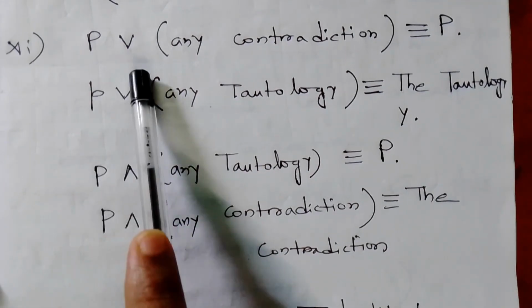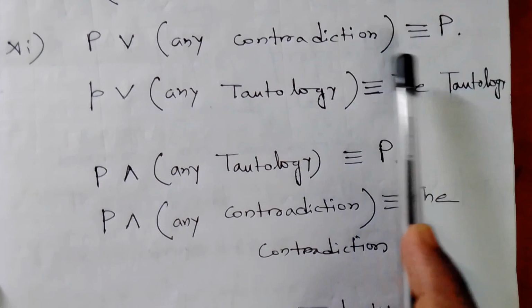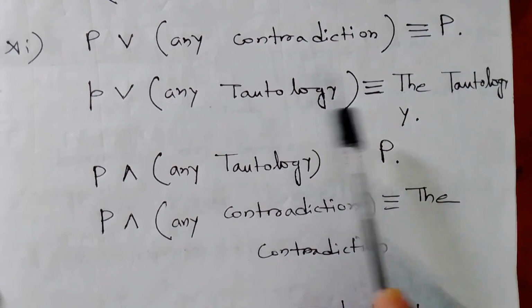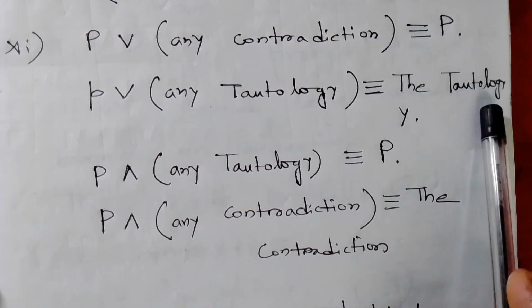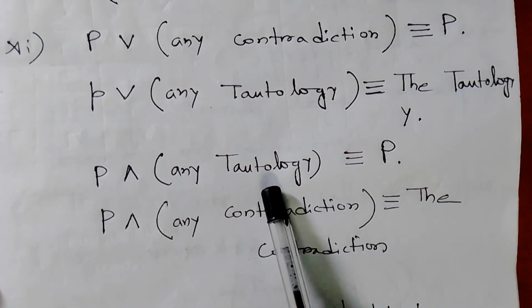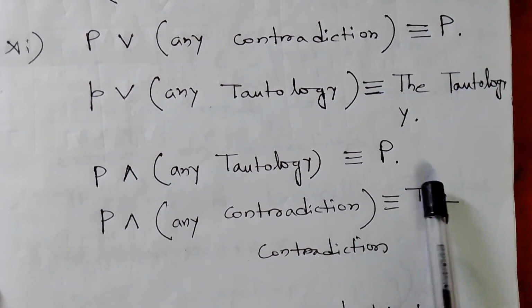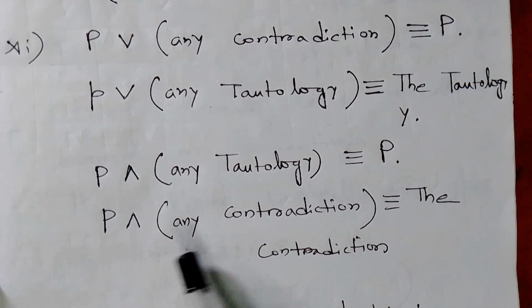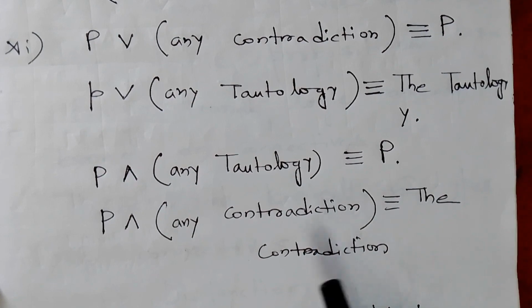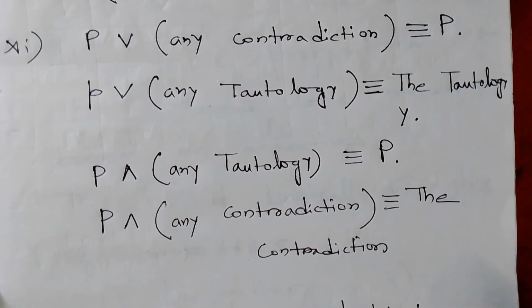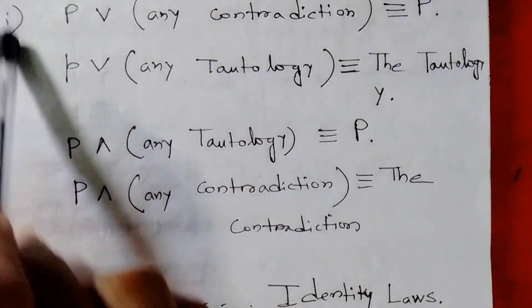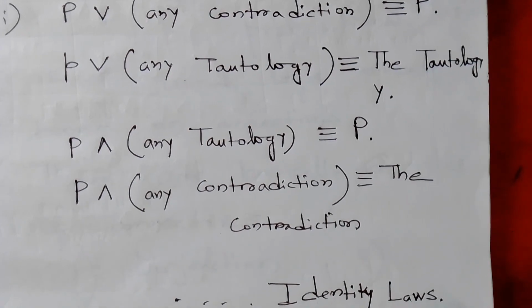P disjunction with any contradiction has logical equivalence with P. P disjunction with any tautology has logical equivalence with the tautology. P conjunction any tautology has logical equivalence with P, and P conjunction any contradiction has logical equivalence with the contradiction. So these four laws are called identity laws.